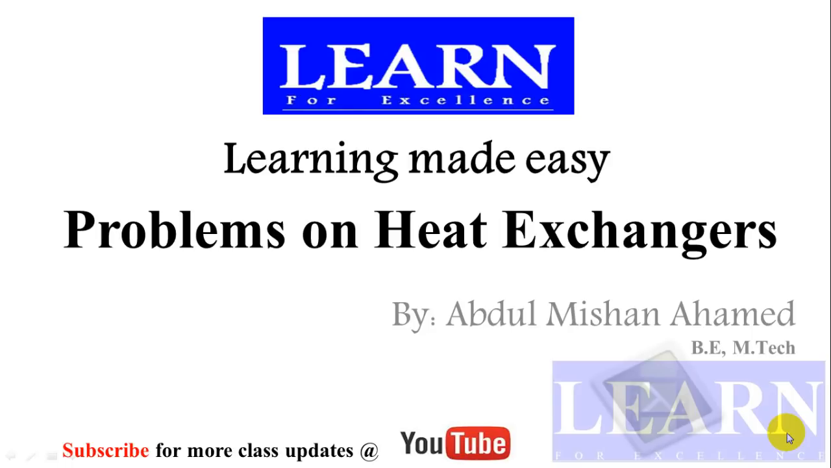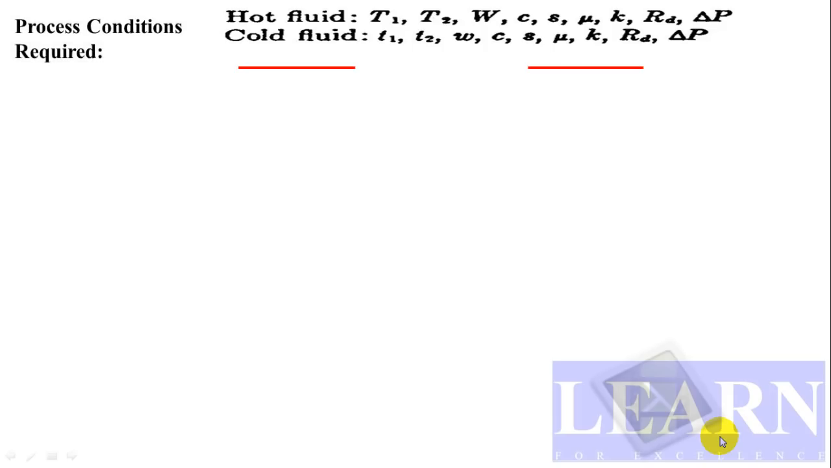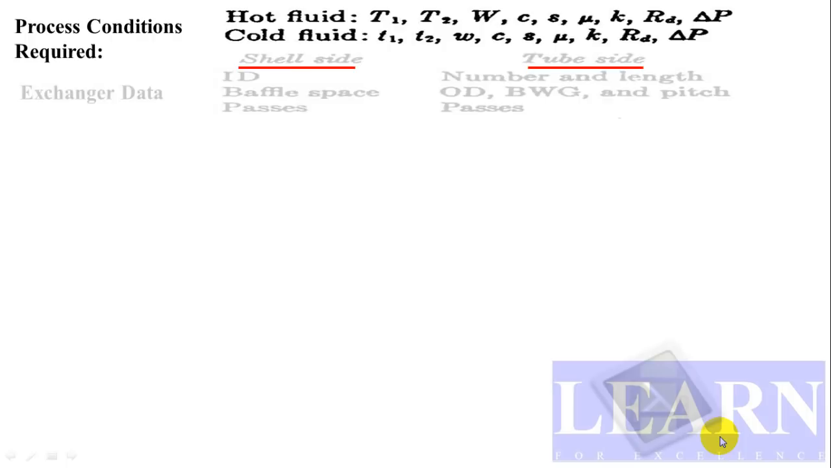Today we are going to discuss some problems on heat exchanger. Before going to check the methodology of heat exchanger, first we'll check what are the process conditions required. So process conditions that are required are T1 and T2, those are the inlet and outlet temperature, W, C, S, mu, K, RD, that's the dirt factor, and at last pressure drop. So here we are going to solve problems till dirt factor.